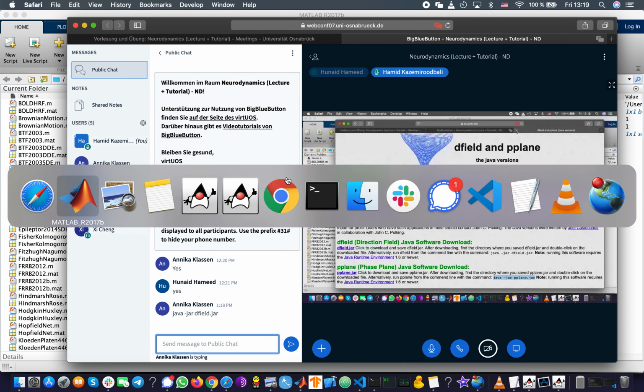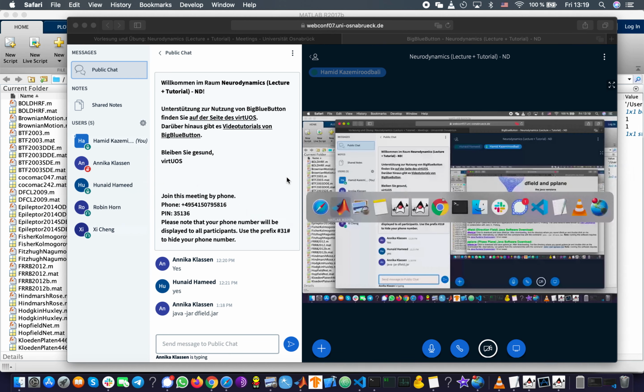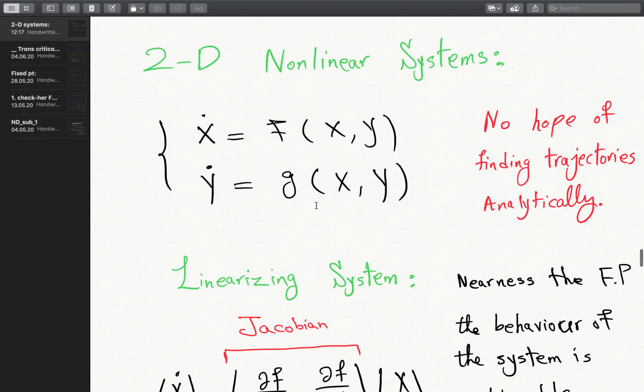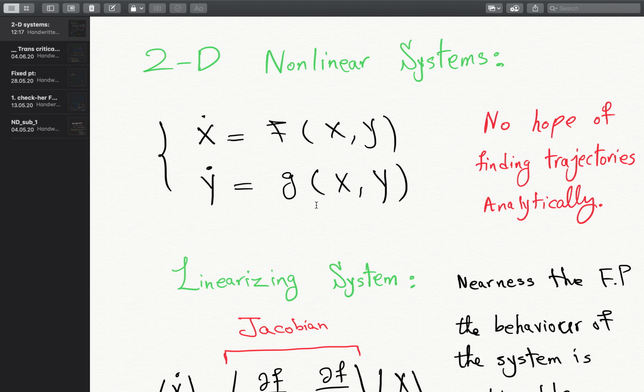So we are almost going to finish, but soon. Until now we talked about linear systems, and by linearity we meant that all of those x and y's are just first order.